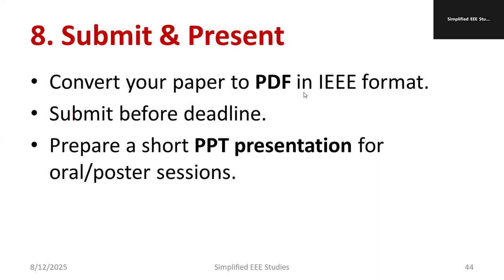Convert your paper to PDF in IEEE format. You need to create one IEEE PDF Xpress and ensure that your paper is generated in the exact PDF that fits the IEEE standard. If you cannot make it out with IEEE PDF Xpress, your paper will not pass to IEEE. Submit before the deadline. That is most important. Even for the camera-ready paper, your entire team should read it twice or thrice.